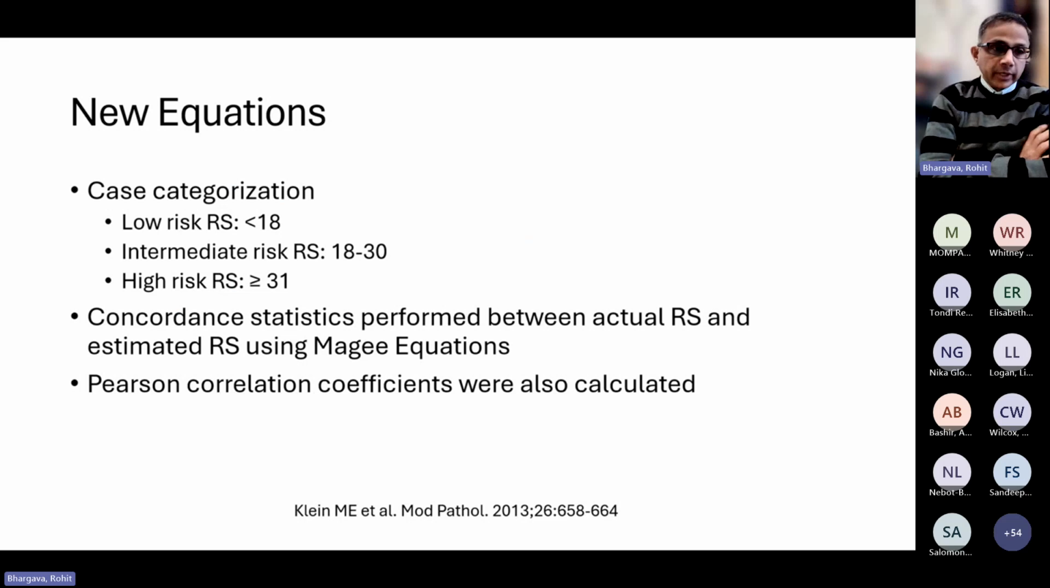The cases were categorized similar to how Oncotype was categorized at the time before the TAILORx study. Low risk recurrence score defined as less than 18, intermediate 18 to 30, and high risk greater than or equal to 31. Concordance stats were performed between actual recurrence score and estimated recurrence score using the Magee equations, and Pearson correlation coefficients were calculated. I won't bore you with all the details from that paper. You can get that available online for free.